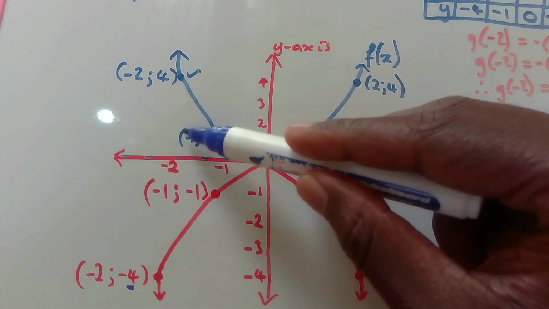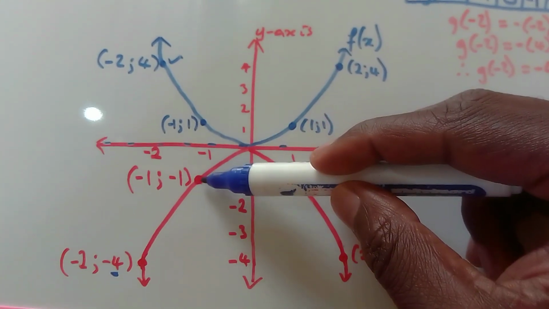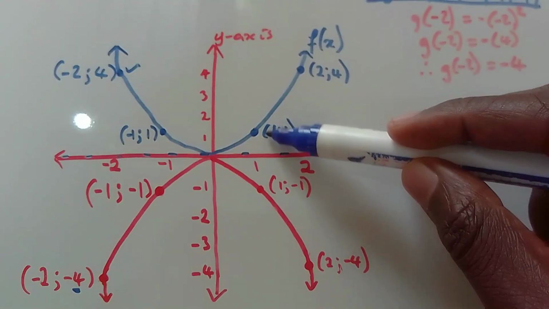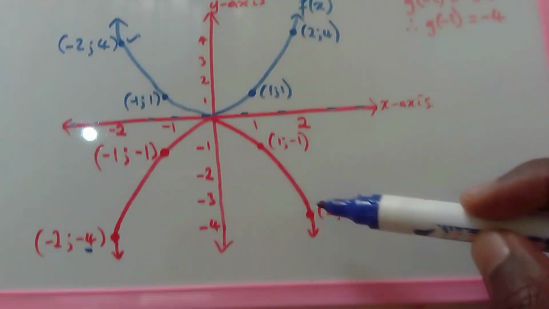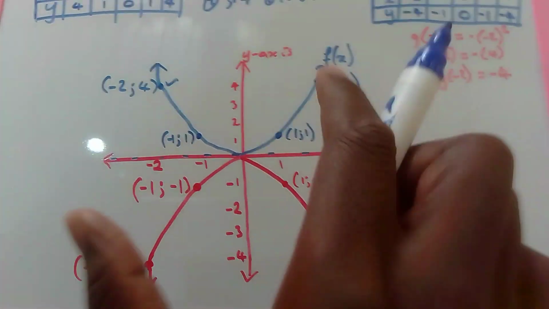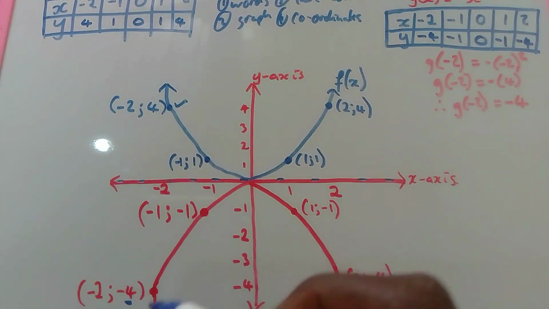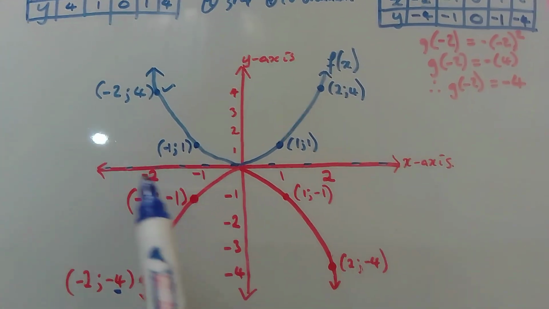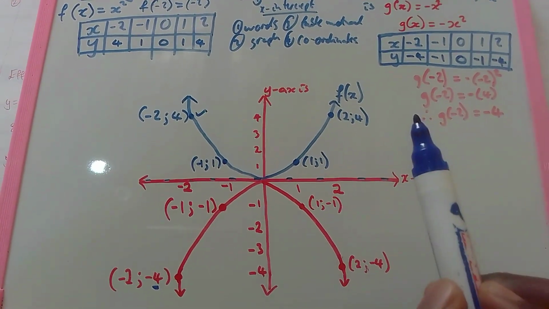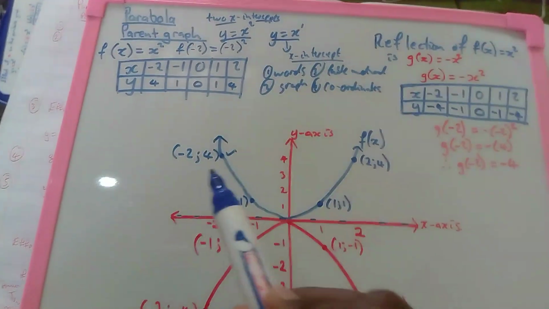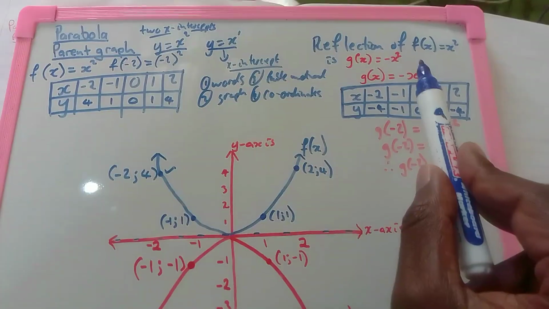Observe what changed. On the x values, nothing changed, but the y was positive 1. Now the y is negative 1. The y here was a positive 1. The y is now negative 1. The y here was positive 4. It's now negative 4. So what changes is the y values when your parabola is being reflected on the x-axis. I hope everybody can see and understand the difference between the parent graph and the reflection of the parent graph.